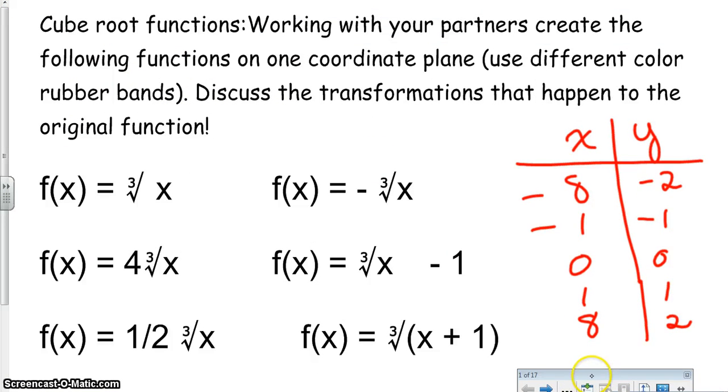What I want you to do with your partners is create the following functions on one coordinate plane using different colored rubber bands. I've given you the parent function. This is the cube root of x. I really would like you to use negative 8, negative 1, 0, 1, and 8 for all of these. And then you can discuss the transformations that happen to the original function.